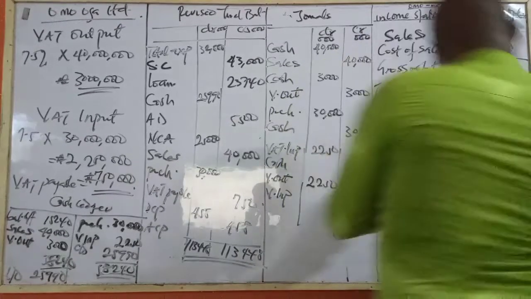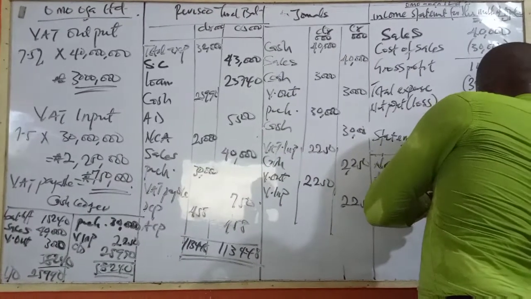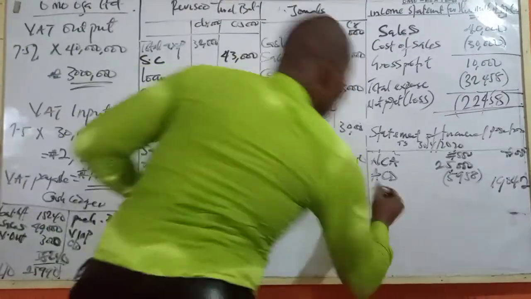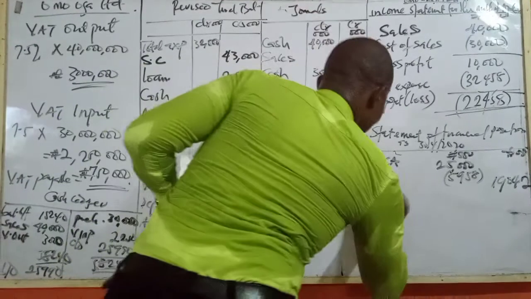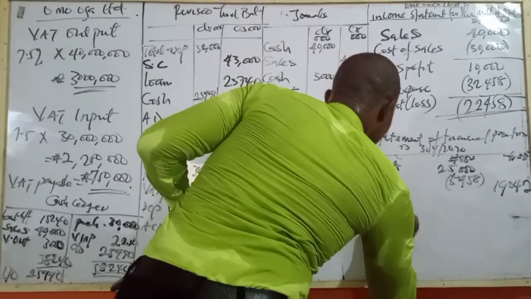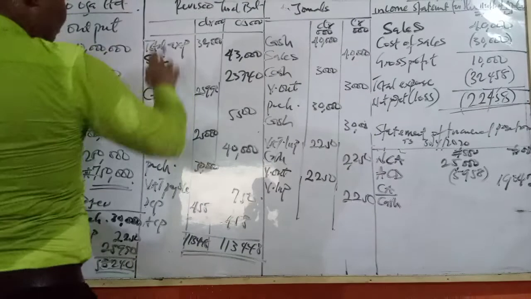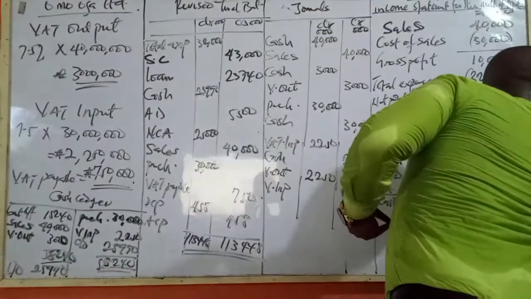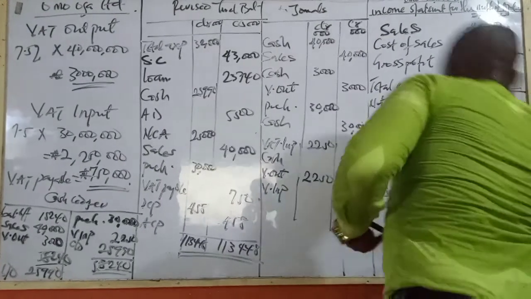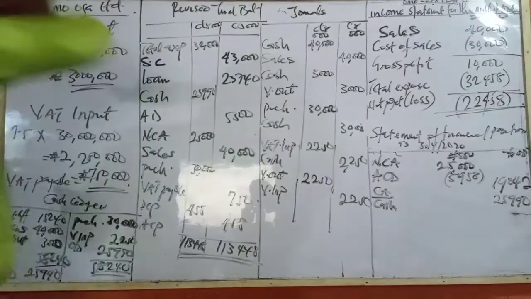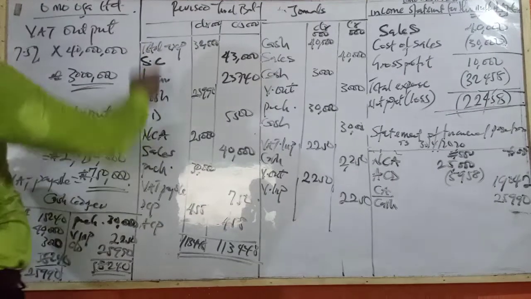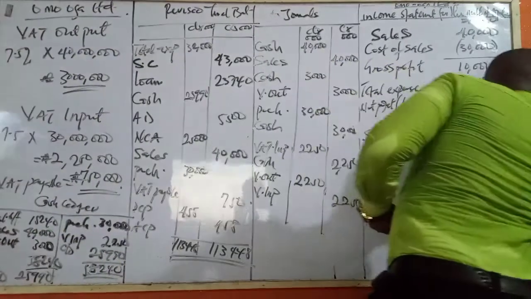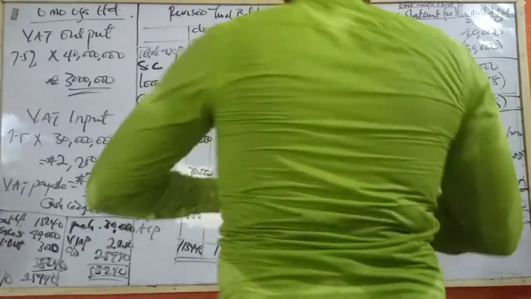I have 19,042, right? So what are our current assets here? I can see cash, right? So what's our cash here? 25,990. We have 25,990. Okay. Is there any other thing? No other thing here, right? So when you add this, you should have something.